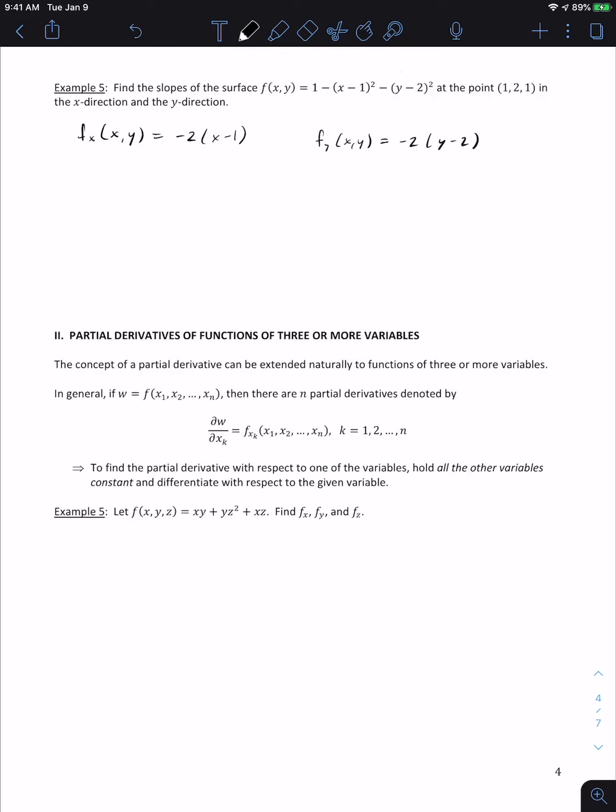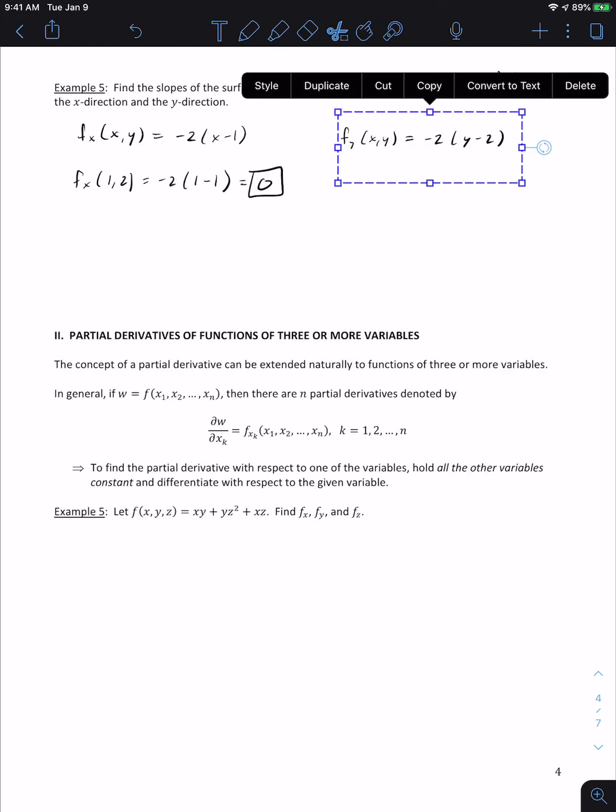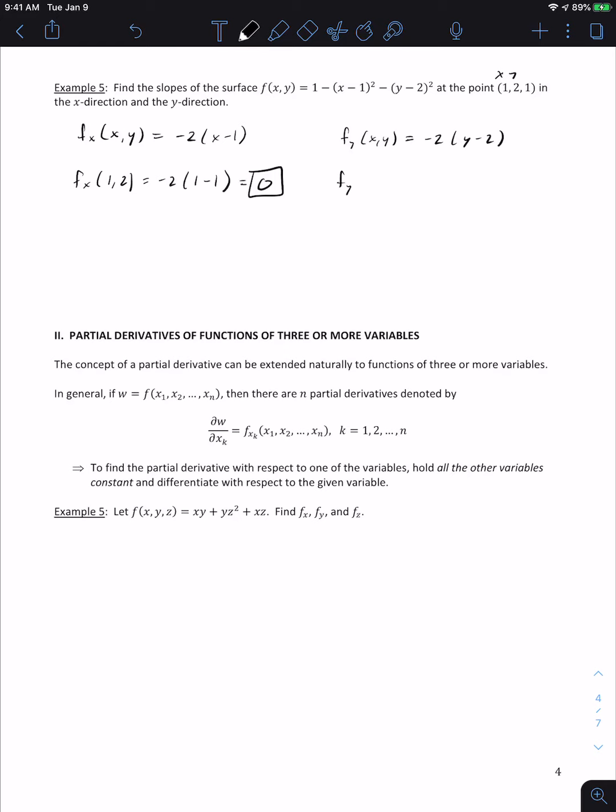So now to find the slope in the x direction, I plug in the points. This is my x, this is my y. So I plug in 1 and 2. So I get -2, and then I get 1 minus 1, which will give me 0. So that's the slope in my x direction. Now for the slope in my y direction, I'm going to plug in (1, 2) into here. So I get -2, and then 2 minus 2. So I get 0 once again.